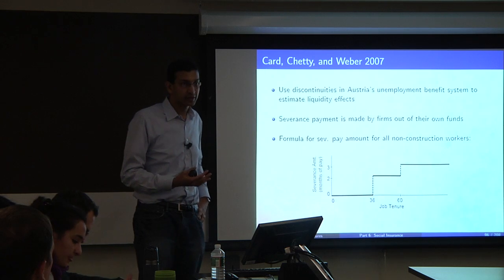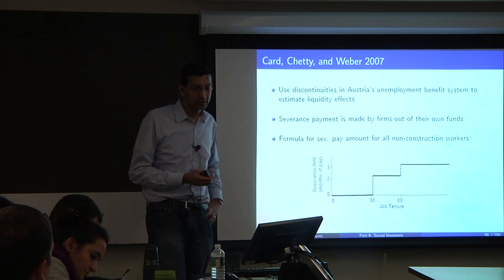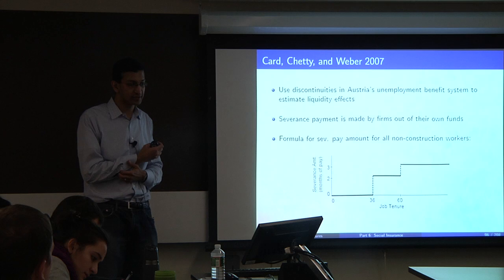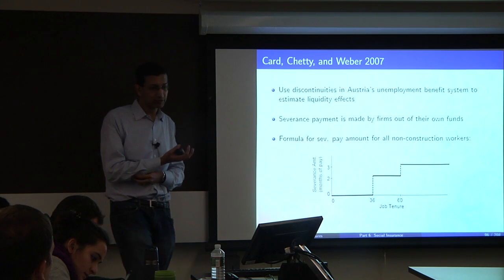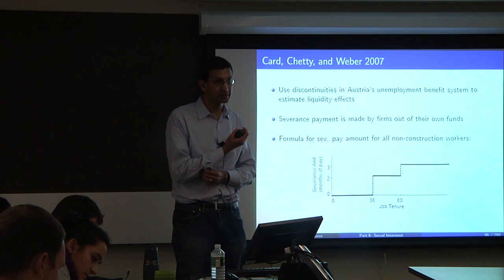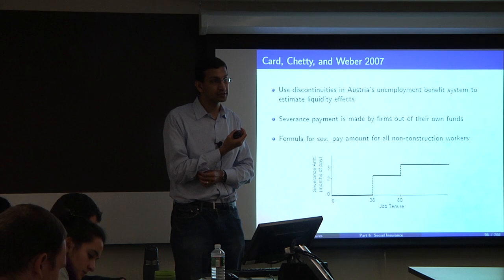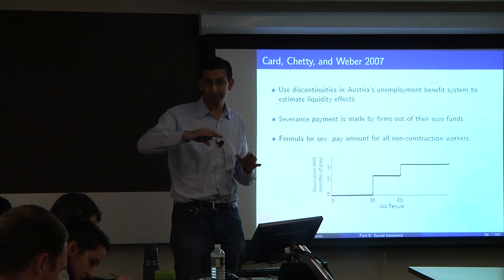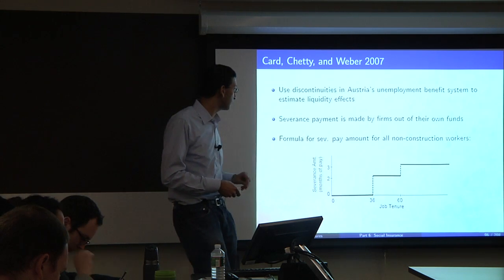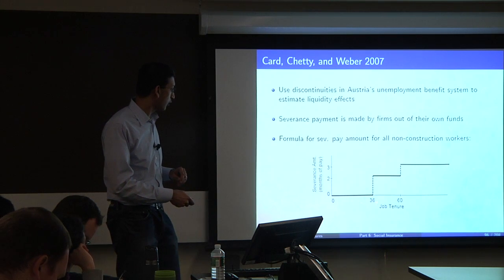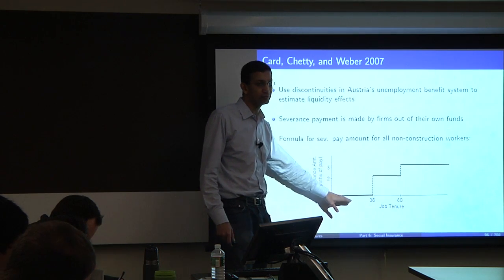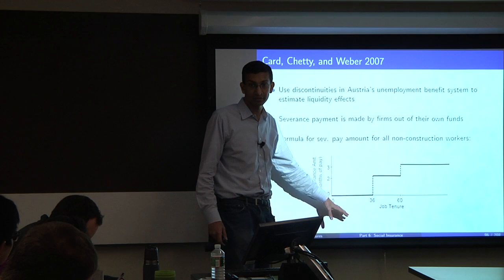So exactly as I was describing, we use discontinuities in Austria's unemployment benefit system to estimate liquidity effects. The way it works in Austria, roughly speaking, is that a severance payment is made by firms out of their own funds and is legislated by law to have a certain discontinuous schedule. So the formula for the severance pay amount looks like this: if you worked for less than 3 years, you get nothing when you're laid off. You do get regular UI benefits, but you get no severance payment.